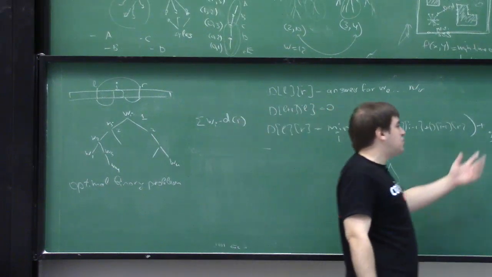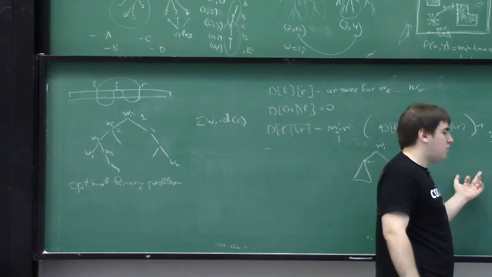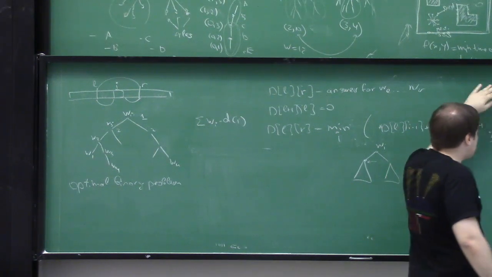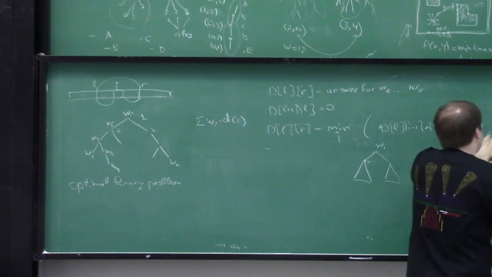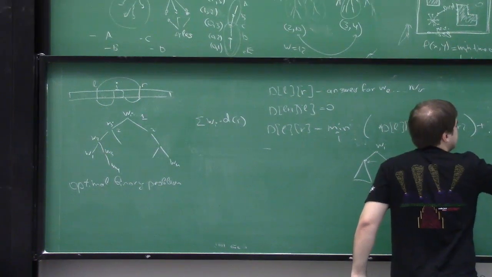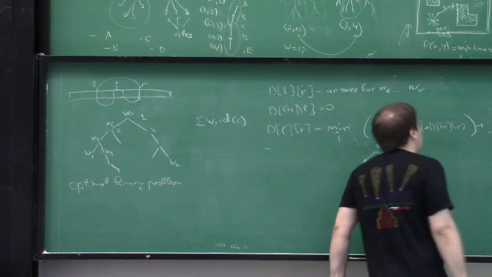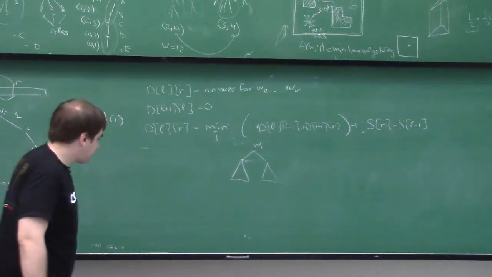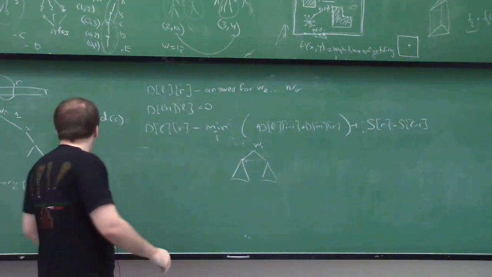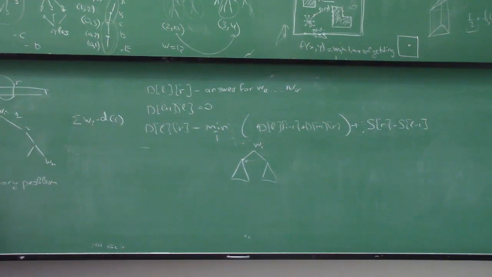Also, this constant is actually a sum on the segment of all weights, so it may be expressed using the partial sums. So I will just write it as S of R minus S of L minus 1. Okay, that's the dynamic programming formula that works currently in O of n cubed. We want to do it faster.